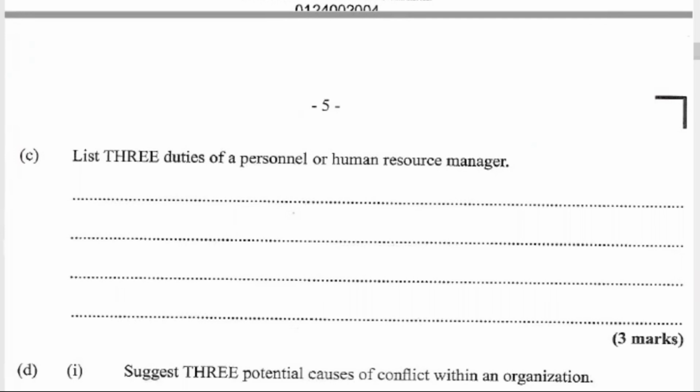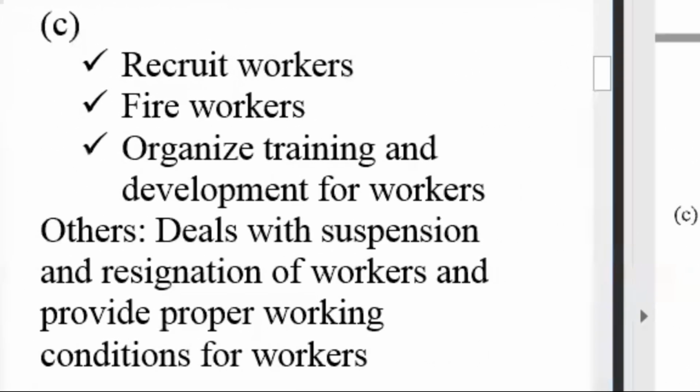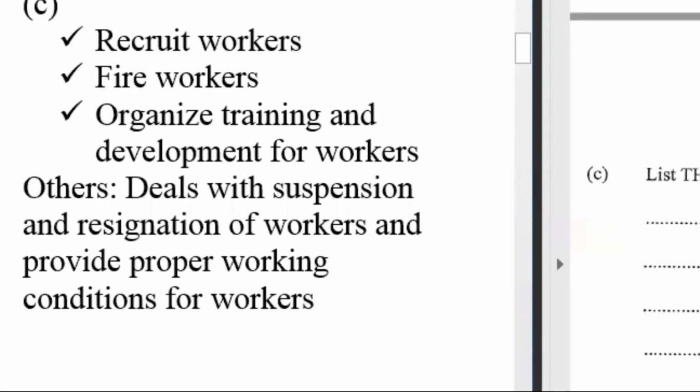Let's look at 1C. It says list 3 duties of a personnel or human resource manager. All right, so let's look at some duties of the personnel or human resource manager. These persons can recruit workers, fire workers, organize training and development for workers. Other things include dealing with suspension and resignation of workers, and provide proper working conditions for workers.